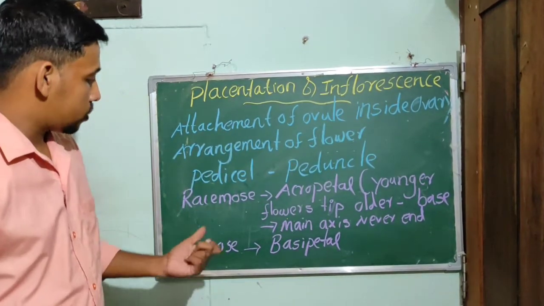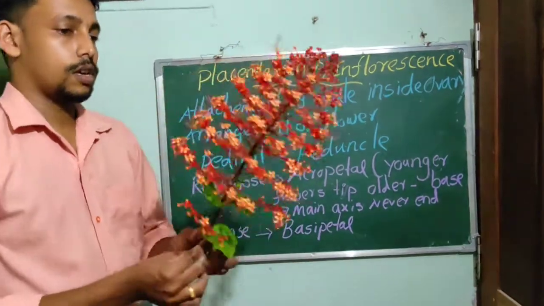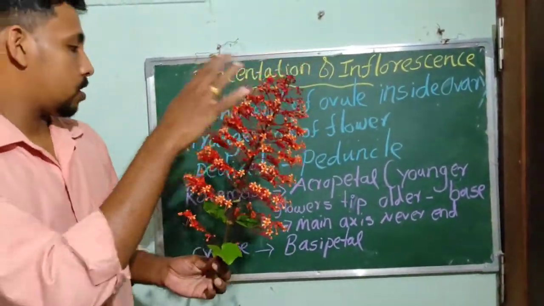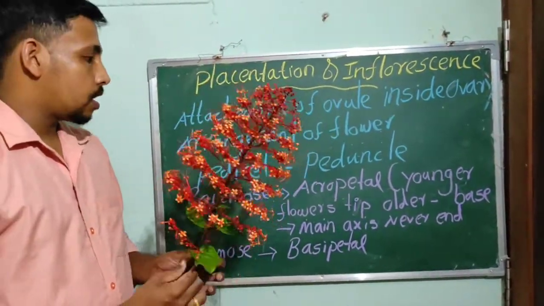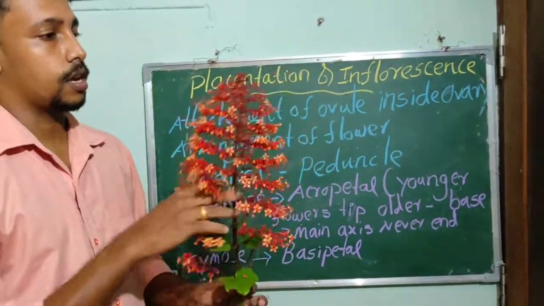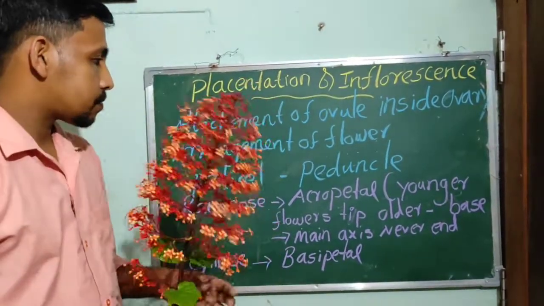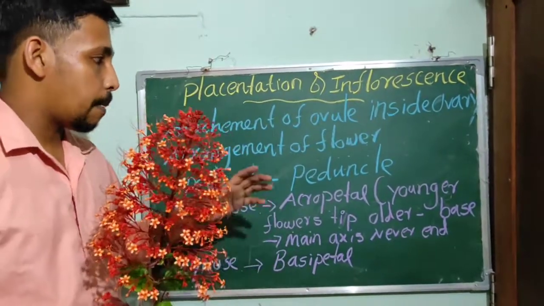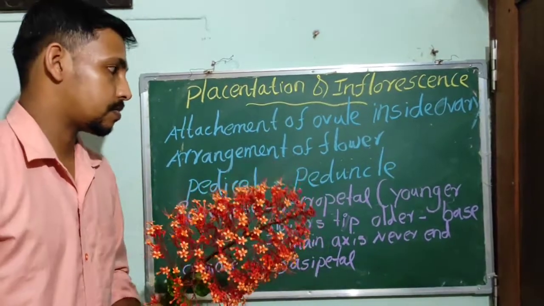Now moving to the cymose inflorescence. So this flower is the pagoda flower. Here it is the cymose inflorescence. Here the main axis ends in a flower. So this is the main axis, and this ends in a flower. It is just the opposite of the racemose inflorescence. There the manner of arrangement is the basipetal arrangement.